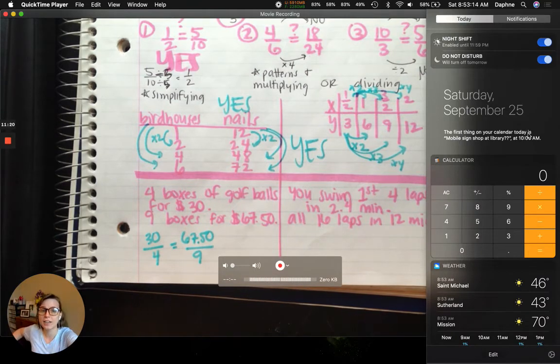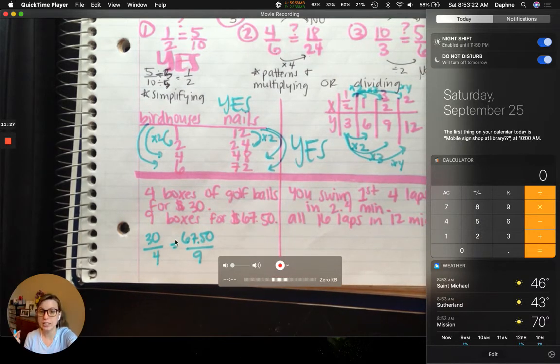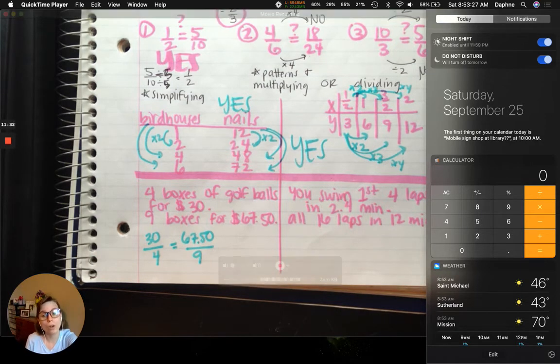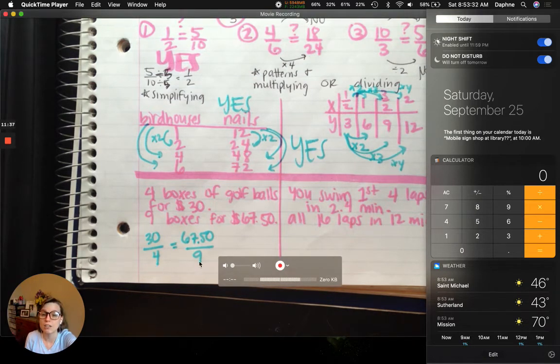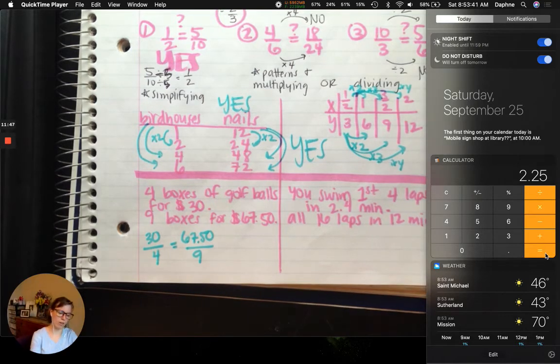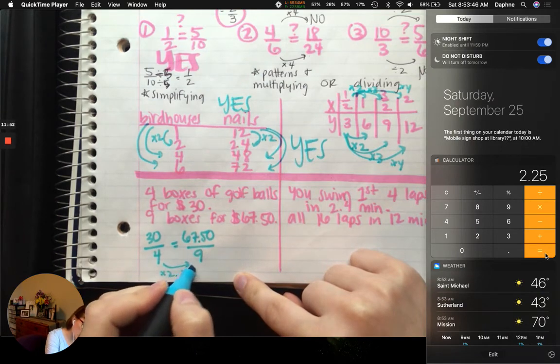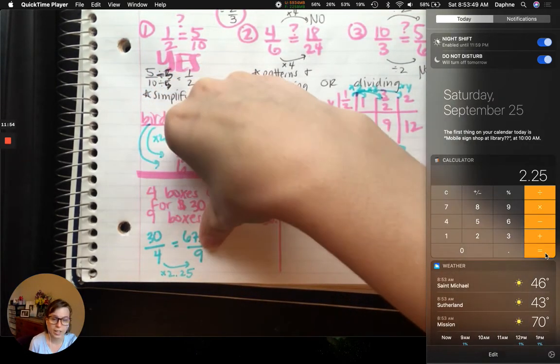With this calculator, you can do it two ways. We could do 30 divided by 4 and 67.50 divided by 9. If those are the same decimal, then we know we're equivalent and we're golden. Or we can try 9 divided by 4. Let's do that. 9 divided by 4 equals 2.25. So that means if I multiply by 2 1/4, 4 times 2 1/4 gets you 9.